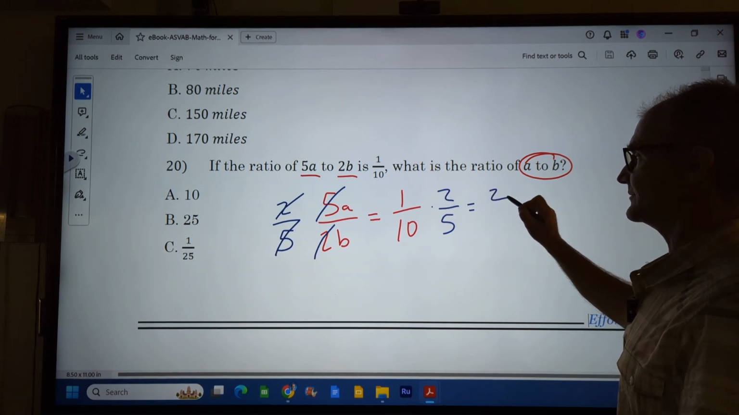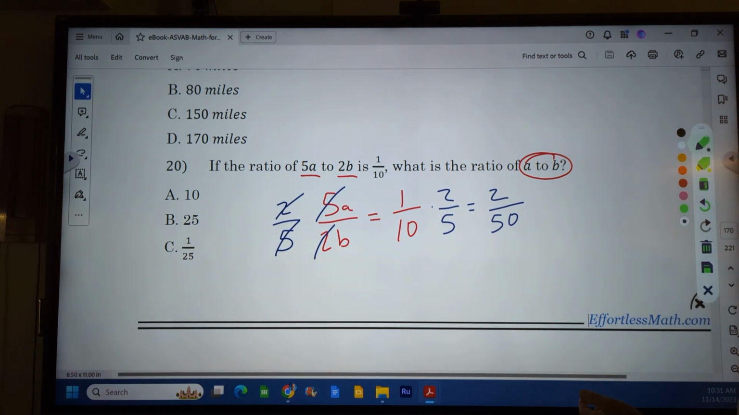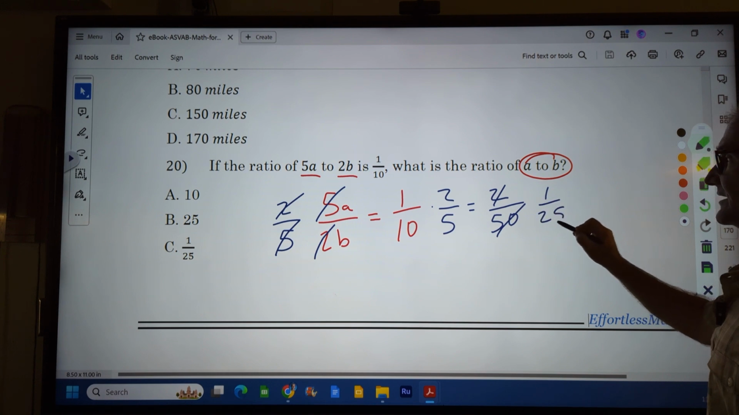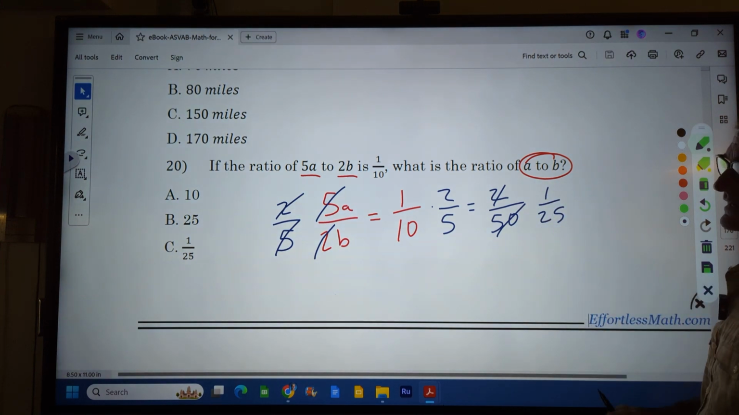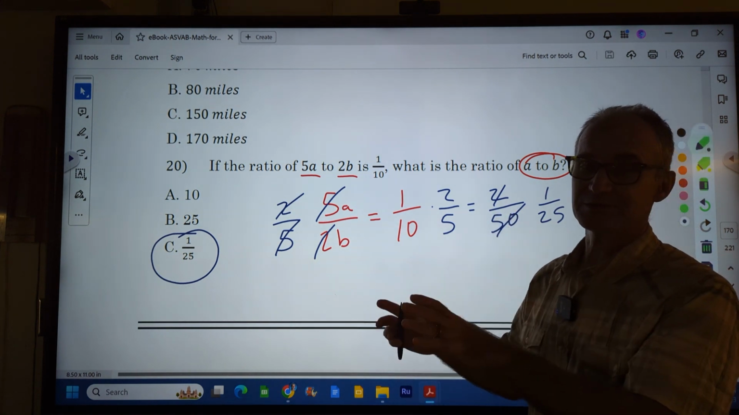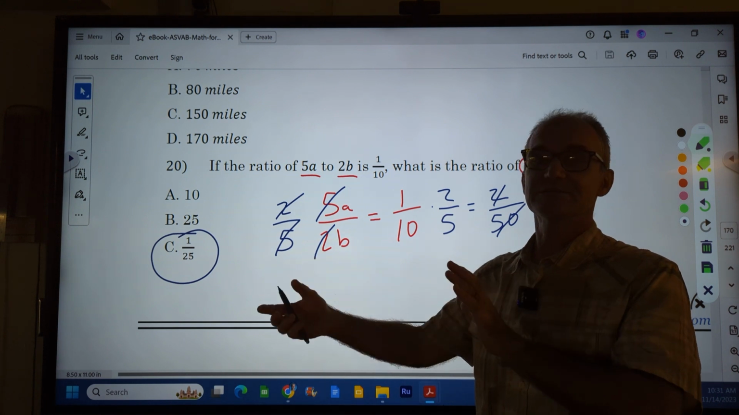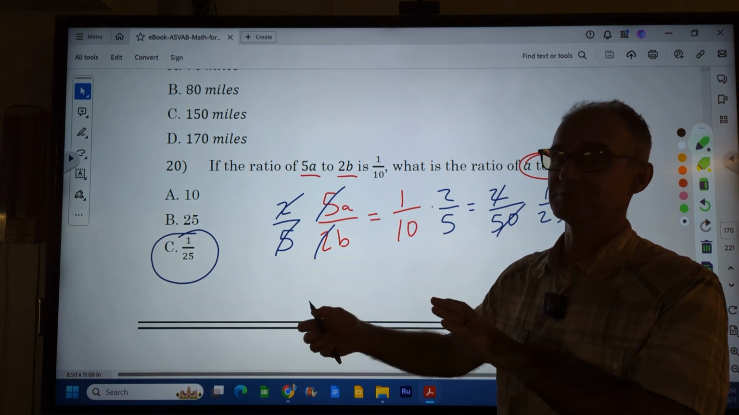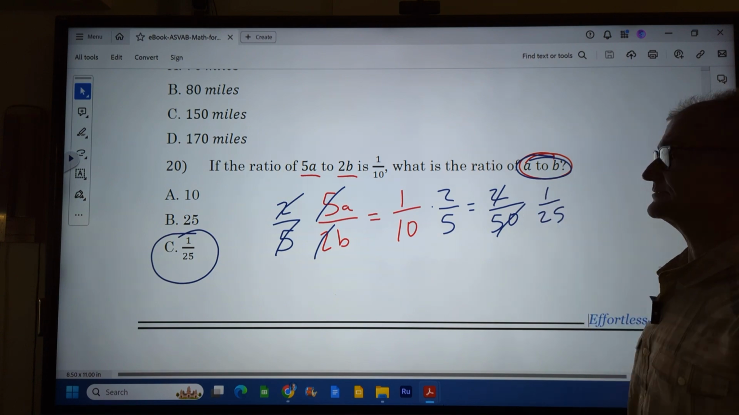I multiply across the top, 2 over 10 times 5, 50. I can reduce that fraction. 2 goes into here 1 times. 2 goes into here 25 times. So now I have a is to b as 1 is to 25. I look at my answers, answer C right there. That's a hard problem, primarily just decoding what they're asking you. Again, this isn't really to teach you all of this math. It's kind of to refresh the ideas and help you build strategies on how to set up the problems, identify what you're trying to solve for, and then solve for that solution.